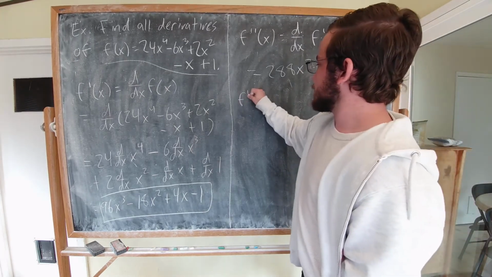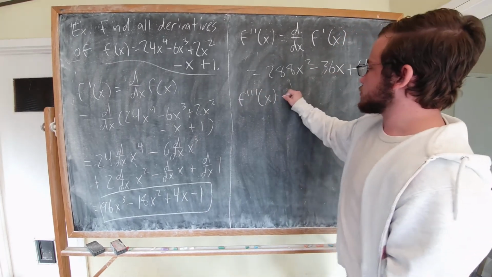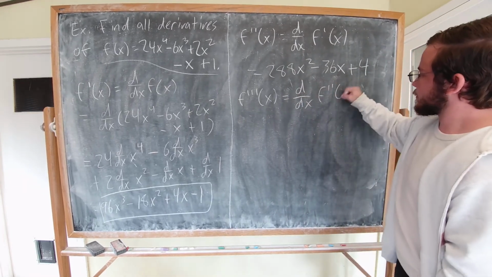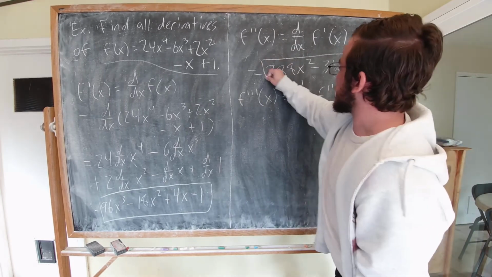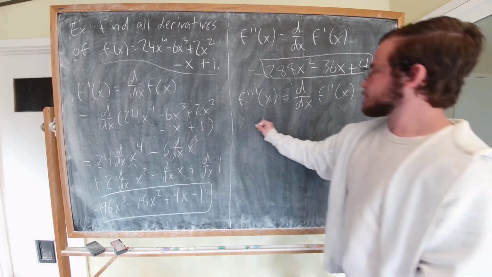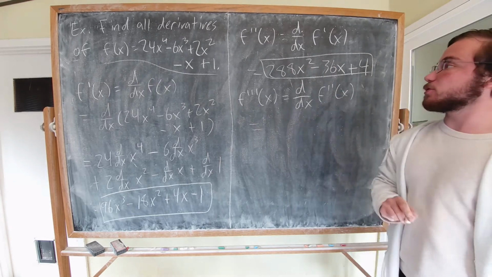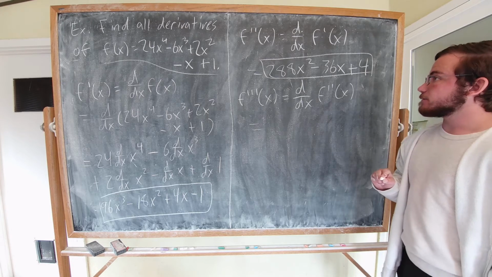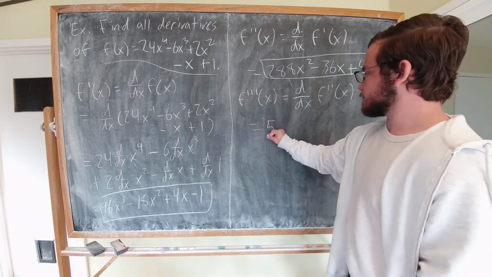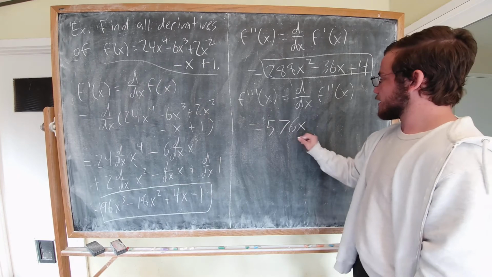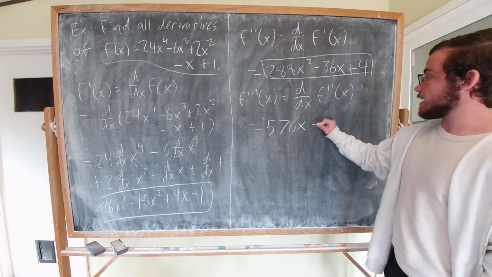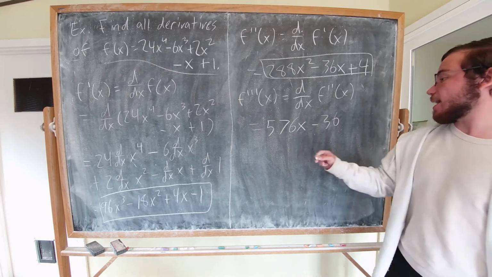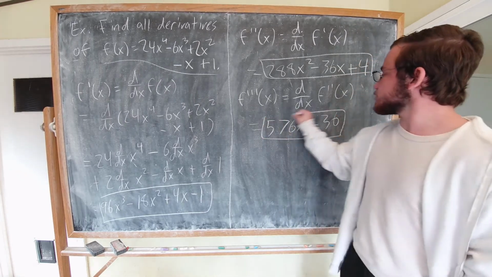Our third derivative is just the derivative of the second derivative. I suppose I should put a box around that. And that's equal to, okay, 2 times 288 is 576x minus 36. Alright? And now we're getting really close. It's getting easier and easier as we go.